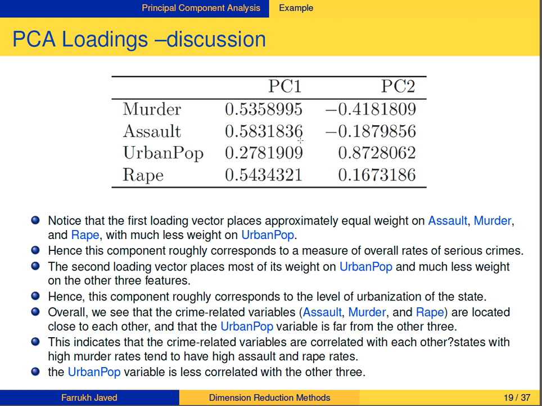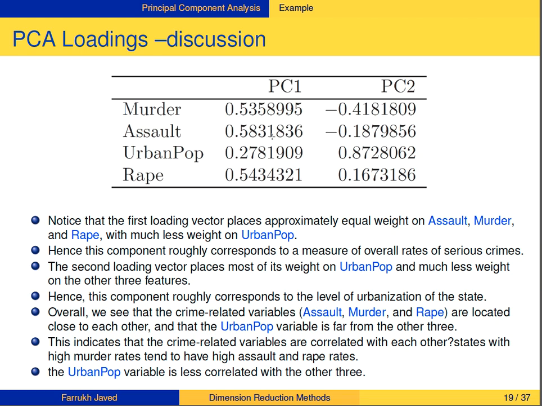Now here are the lambda values for murder, for assault, for urban population, for rape. You see 0.54 and 0.16 for PC2. Notice that the first loading vector places approximately equal weight on assault, murder and rape: 0.53, 0.58 and 0.54, almost equal weight on these three variables, with much less weight on urban population. Hence, this component roughly corresponds to a measure of overall rates of serious crimes.